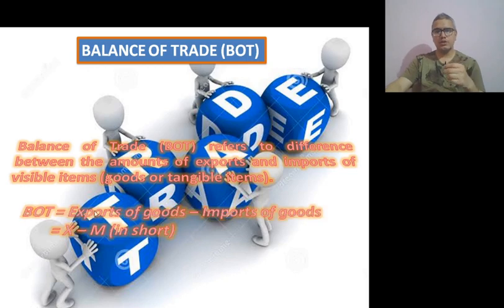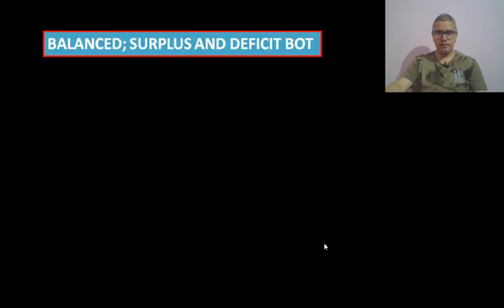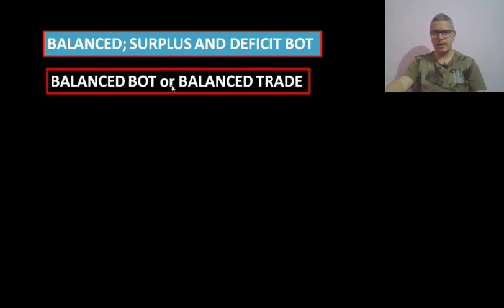Okay, so the formula for balance of trade can be written as exports of goods minus imports of goods, and in short we can write it as X minus M, where X denotes exports of goods and M denotes imports of goods. Okay, now in the similar way as balance of payment, balance of trade may be balanced, or surplus, or deficit balance of trade. Surplus balance of trade is also known as trade surplus, and deficit balance of trade is also known as trade deficit.